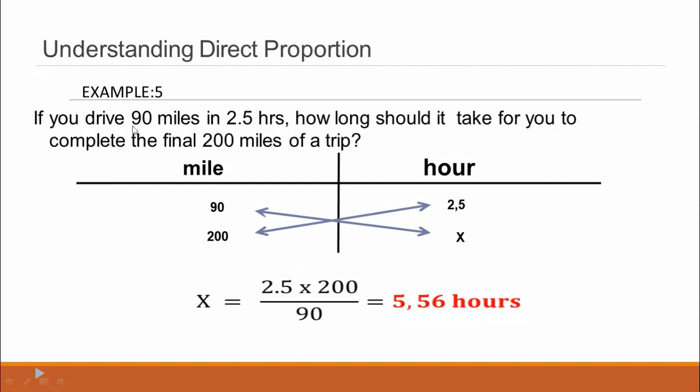In the first sentence we have two quantities, miles and hours. So miles is 90 and hours is 2.5, and in the second sentence we have 200 miles and hours is unknown. So for the direct proportion, multiply these two quantities and multiply these two quantities, and since 90 is connected with the unknown variable, we divide the expression by 90, we obtain x is equal to 2.5 multiplied by 200 divided by 90, and after simplification we get the hours as 5.56.